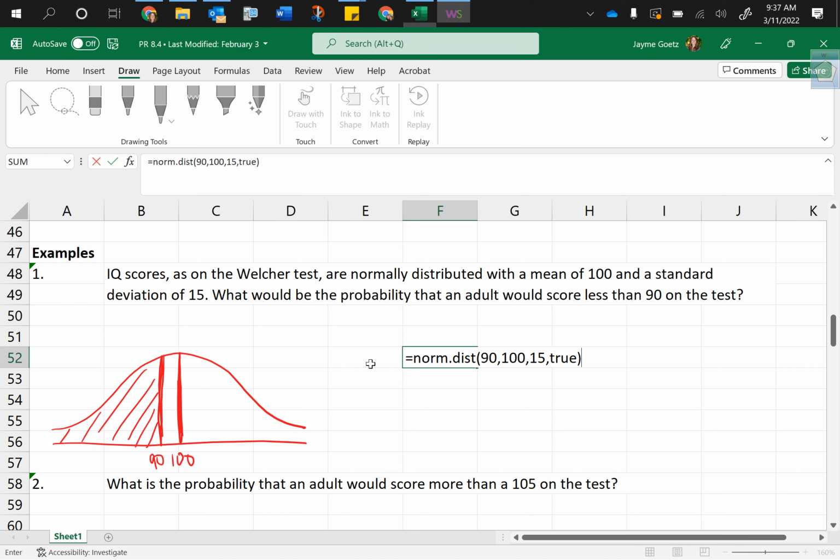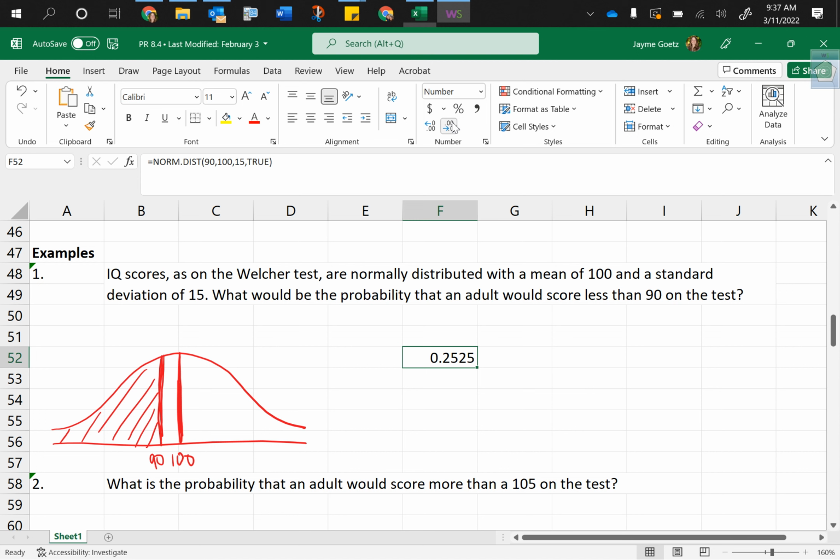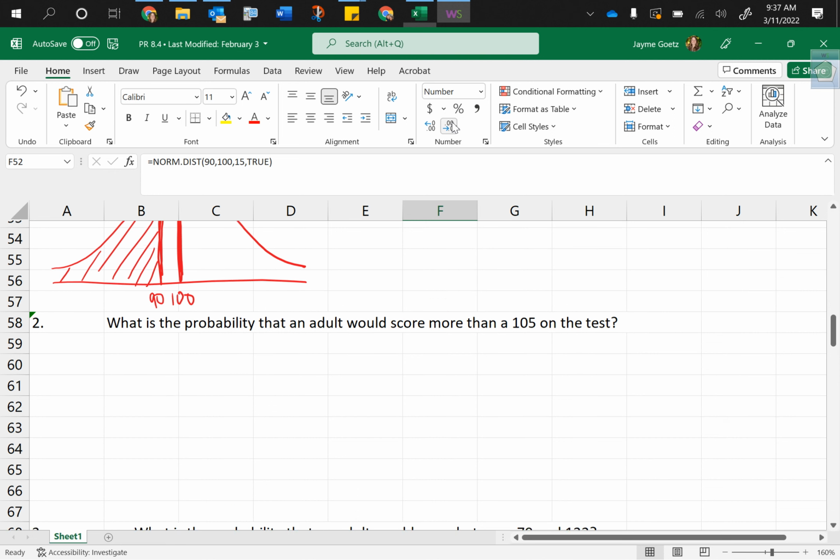Again, whenever you do these formulas, they always give you the area to the left. So on this one, I'm allowed to just put that in and look at the results that it gives me. That tells me that I'm going to get this number right here, but since we're using Hawks, they usually say to 4 decimal places, so I'm going to change that. So 0.2525, the area to the left of 90 is about 0.2525. That means about 25% would score less than 90 on the test. Are we okay with that? Let's go to number 2.